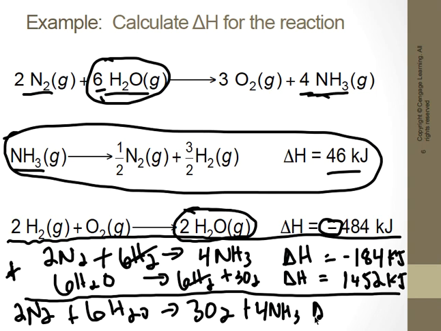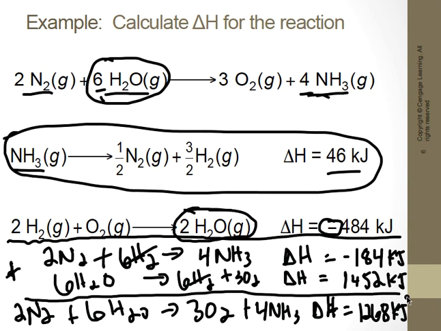So what would be the delta H of that reaction based on these numbers? I'm going to take that 1452 minus 184, and that would give me a total delta H, I don't know why I didn't put an H there, of positive 1268 kilojoules. So that's what you need to do for your practice worksheet.